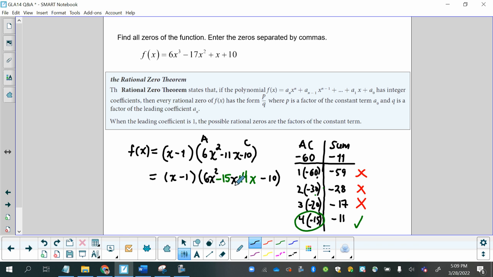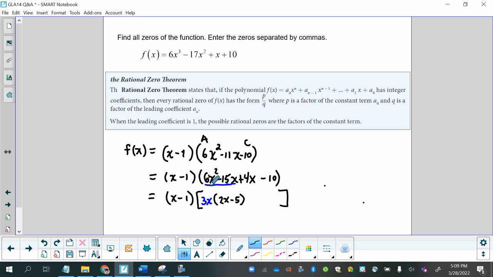Okay, so now that I have my middle term of my quadratic polynomial rewritten as the sum of two terms, I can now begin to factor by grouping. So I'm going to look at the first two terms and take out the 3x that is common, and that leaves me with the quantity 2x minus 5. Next, I will look at the other two terms, 4x and negative 10, and factor out the common factor, which is 2, leaving me with 2x minus 5.